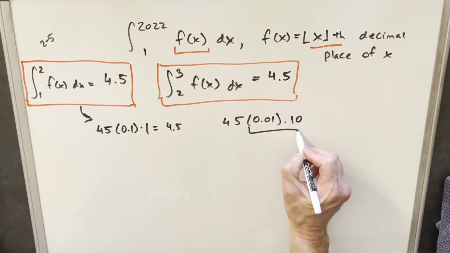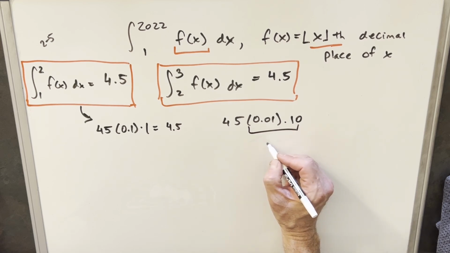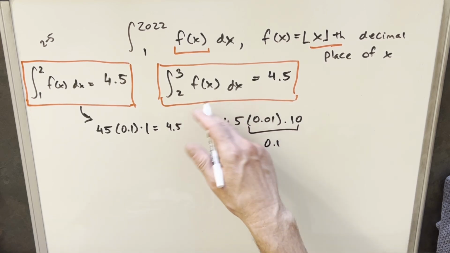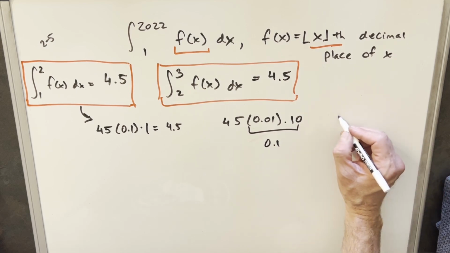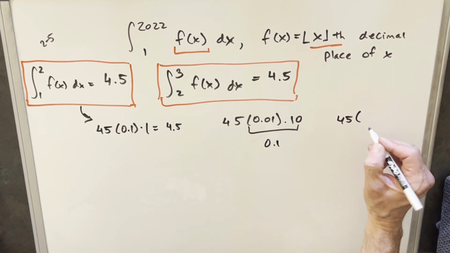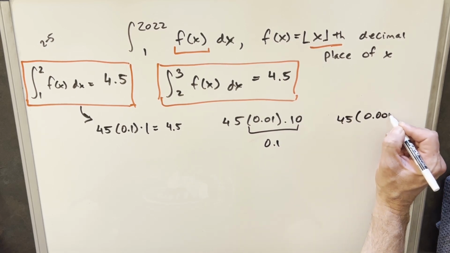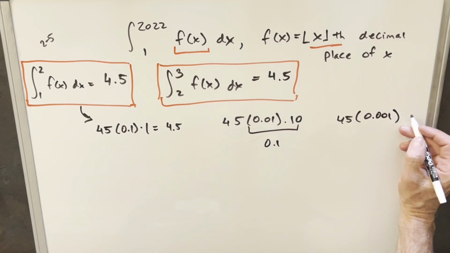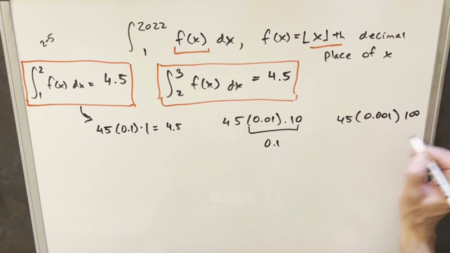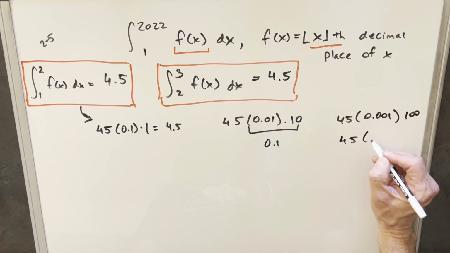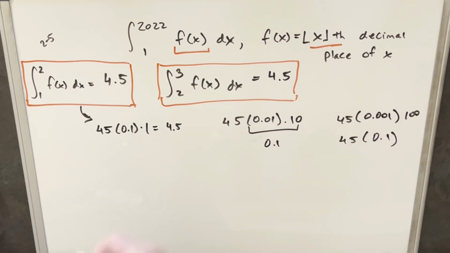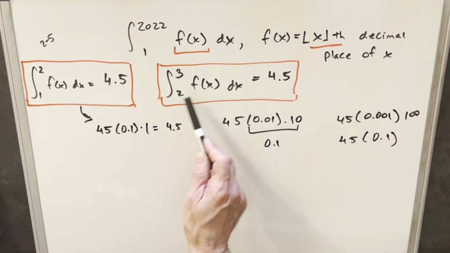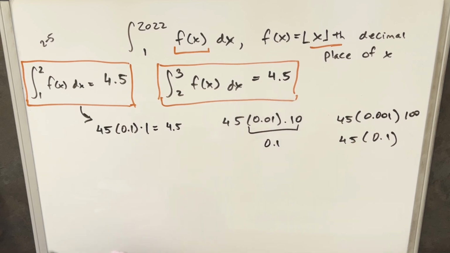But you notice what happens here is with 10 times 0.01, we always end up with 0.1, and this is going to continue that way because for the next example, we're going to have our 45, the interval is going to become 0.001, but instead of having 10 sums to evaluate, now we're going to have 100, and so we still end up with 45 times 0.1. So what we find is every one of these integrals broken up this way all the way to 2022, they're all going to be 4.5.